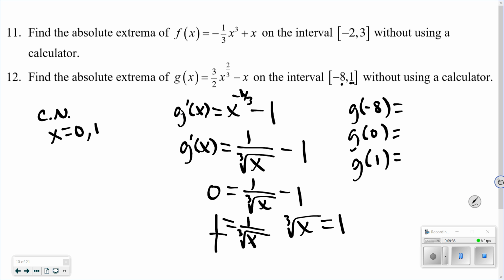Okay, plug those in there. So if I plug in a -8, now when I plug it in, I'm finding the y values. So this is important. We're not plugging in the derivative, you're plugging in the original function. So that'd be 3 halves.